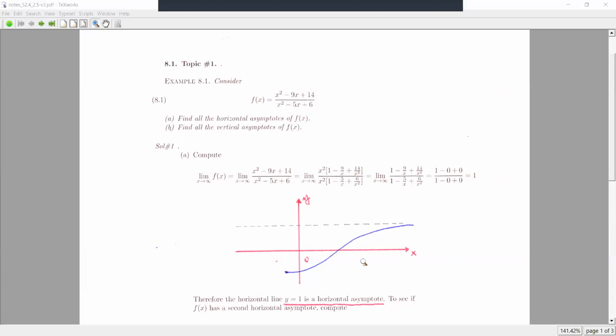In graph, the graph of the function is getting closer and closer to this horizontal line. The height of this horizontal line is 1. Therefore, this horizontal line is a horizontal asymptote. The equation of this horizontal line is y is equal to 1.